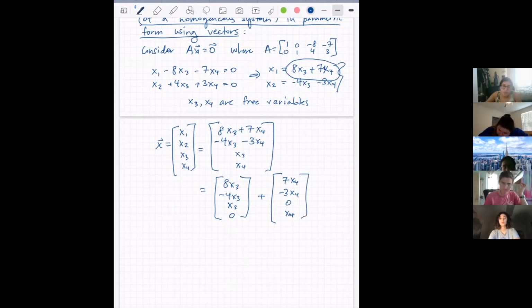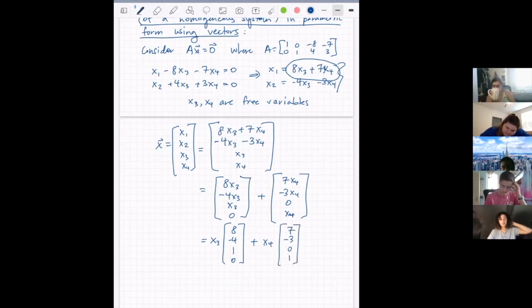And then we can factor out that variable, x3, and write this as a vector with just scalars in it. Pulling out that x4, we would get 7, minus 3, 0, and 1. Now we can see that since x3 and x4 are free, this is just describing linear combinations of these two vectors. So we've taken our solution and written it as a linear combination.